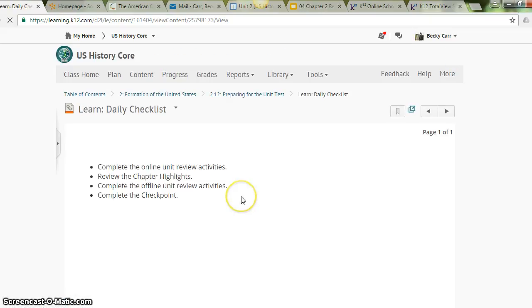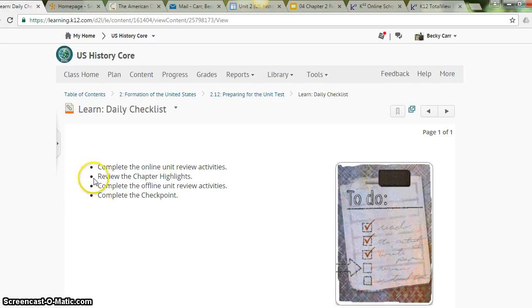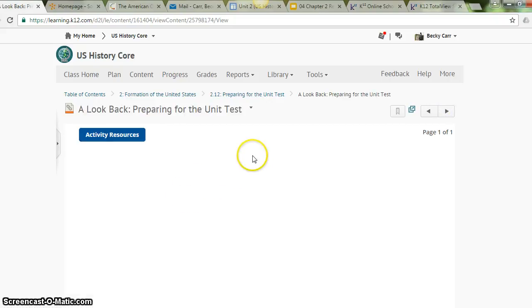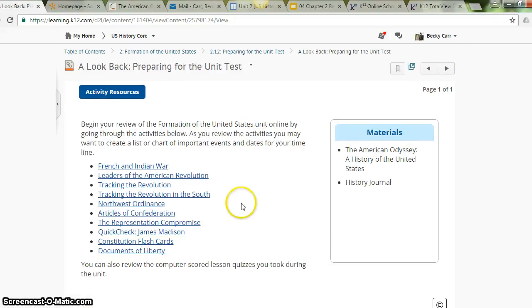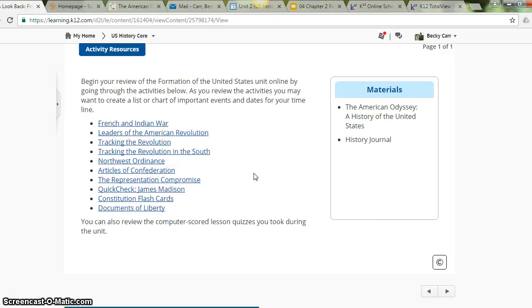Daily checklist. You're going to complete the online unit review activities, review the chapter highlights, complete the offline unit review activities, and complete the checkpoint. Okay, look back, preparing for the unit test. So here are all the different online activities that you had for this unit.